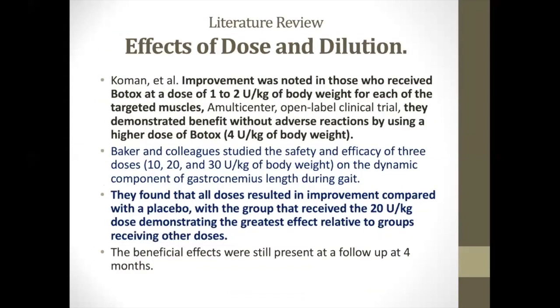So for effective dose and dilutions, there is multiple literature available. It is a safe drug, 4 to 10 units per kg per muscle. You can give the injection. There are multiple studies with 10, 20, 30 units, and they found that all of those resulted in improvement compared with placebo, with the group that received 20 units per kg per dose per muscle or per body weight demonstrating the greatest effect in relation to those receiving similar doses. So give the optimum dose, the good dosage, the maximum dose, but not an overdosage.